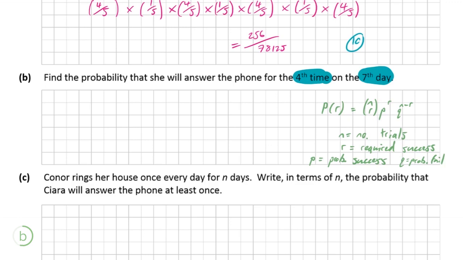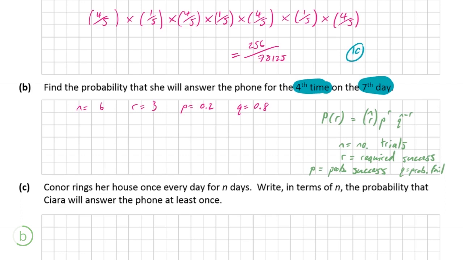P is the probability of success, which we know in the question is 1/5. And Q is the probability of failure, which is 4/5. So those are the numbers we need to find out the probability that she answers 3 times within the first 6 days. And we're going to plug that into our formula. So that is going to look like this.